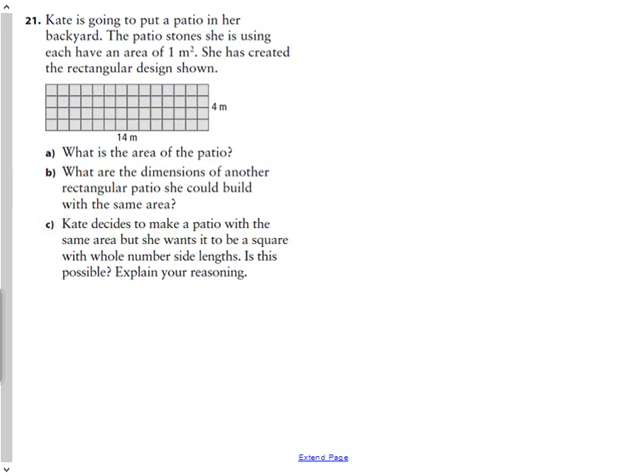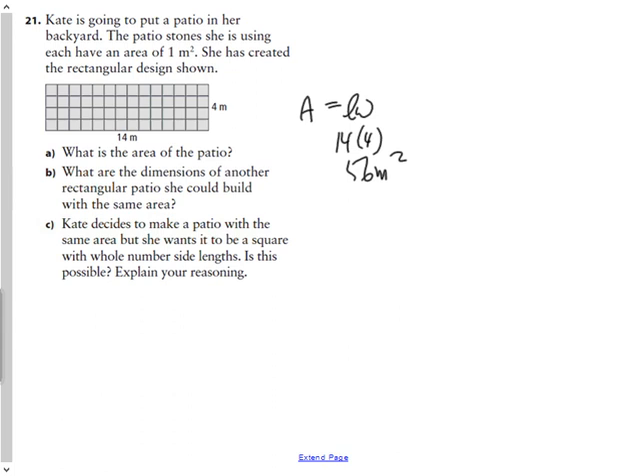So this is a rectangle. The area for this question will be length times width, or 14 times 4, which is 40 plus 16, which is 56 square meters. If I was to count these, you would find there are 56 squares that she used, because each of them is 1 square meter.